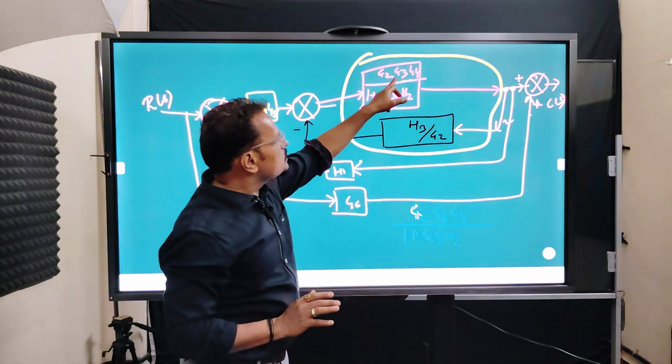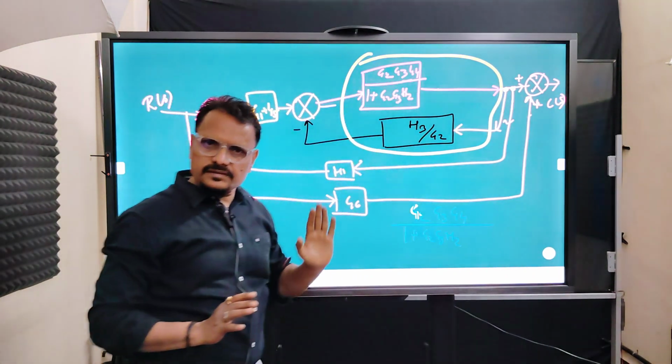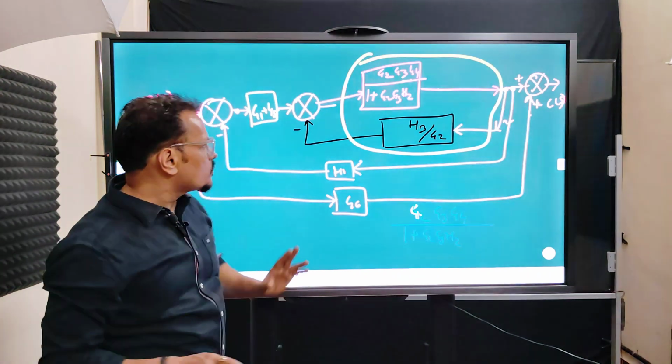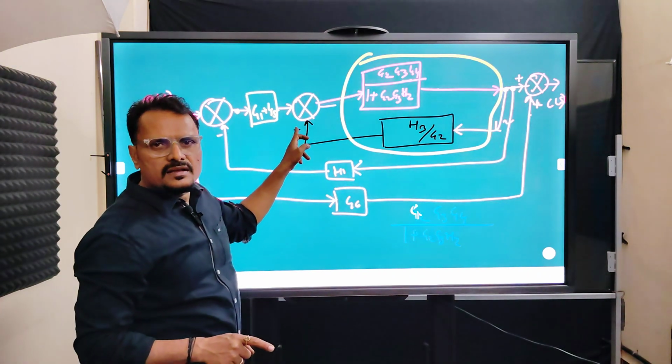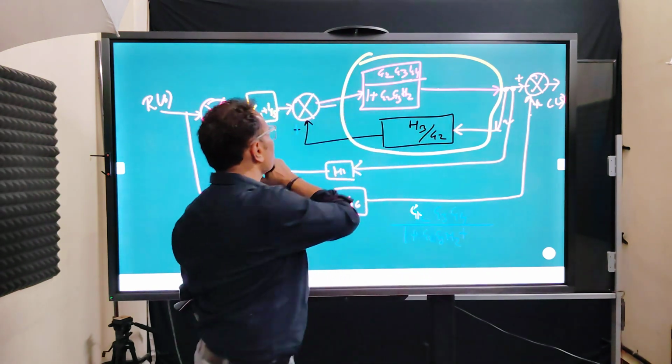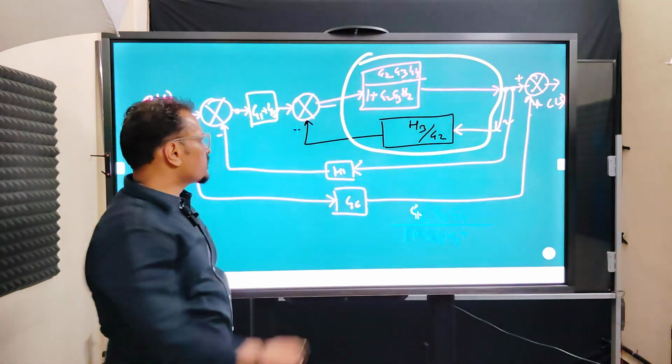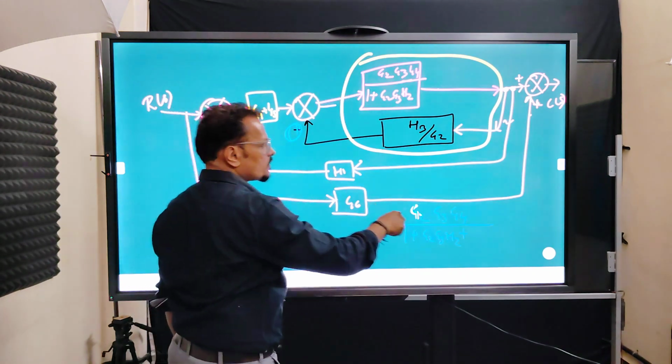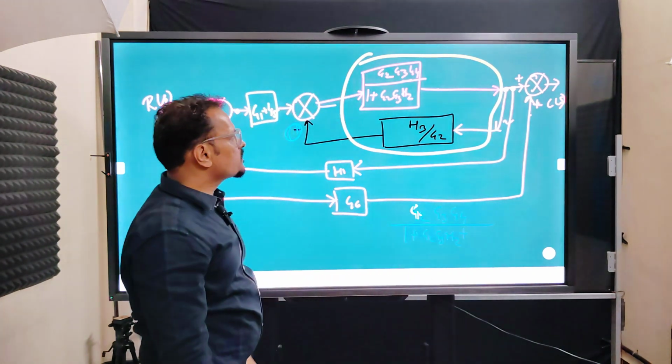How did we do it? G2, G3, G4 over 1 plus, written as it is. The next thing you have to see is whether it is minus or plus. If this is minus, you write here a plus. Its work is done. If this is minus, we have to write there a plus. Now, what was next after this?